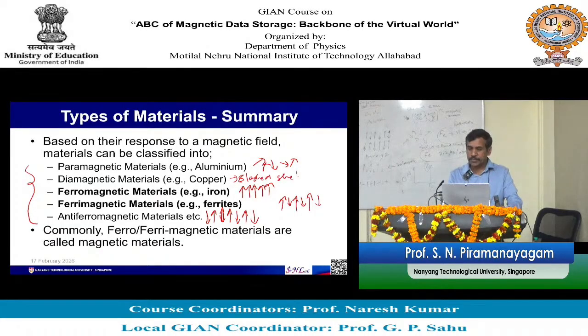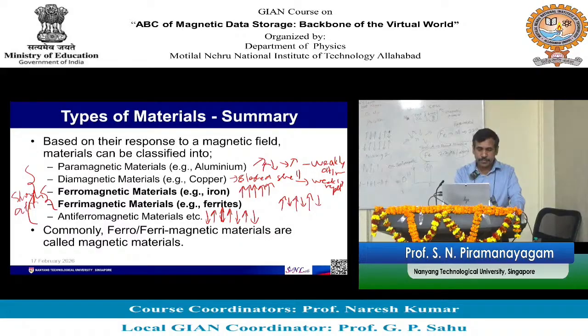So, they do not have uncompensated spins. So, they have closed shell. And we also learnt that paramagnetic materials will be weakly attracted and diamagnets will be weakly repelled, and ferro and ferrimagnetic materials will be strongly attracted, and antiferromagnetic materials also will be weakly attracted.